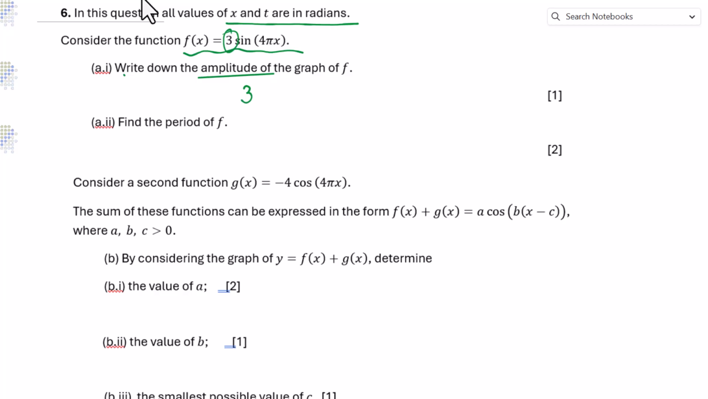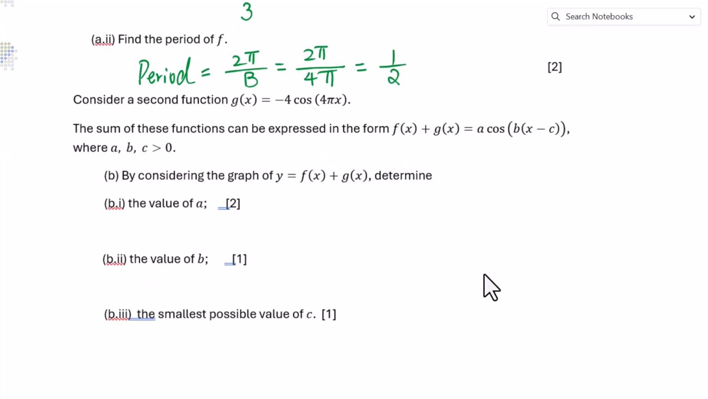Find the period of f. Period equals 2 pi over b. b is 4 pi, so 2 pi over 4 pi equals 1 over 2. Consider a second function, g of x equals negative 4 cosine 4 pi x.